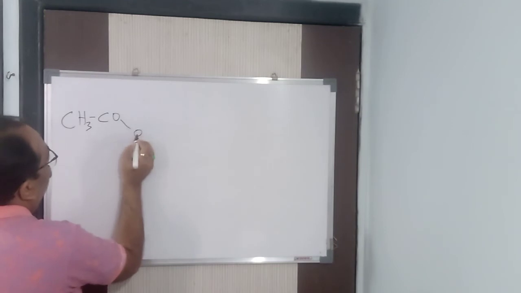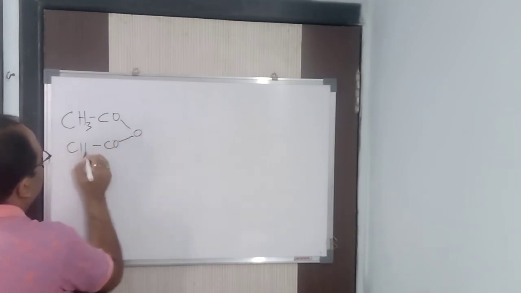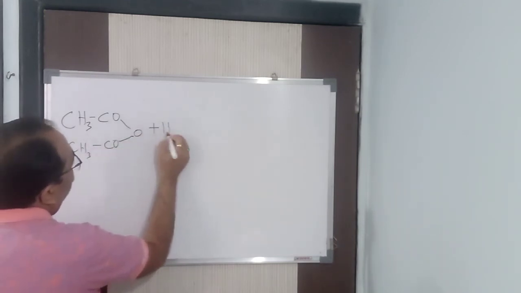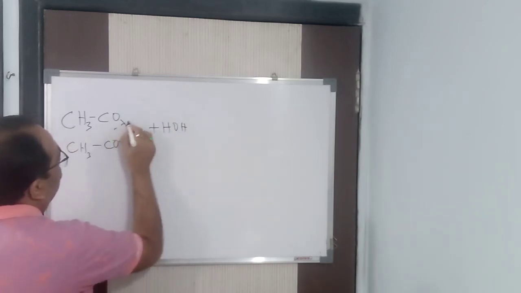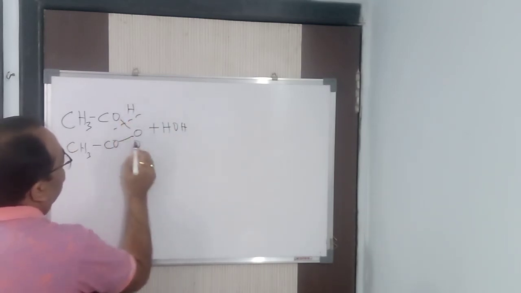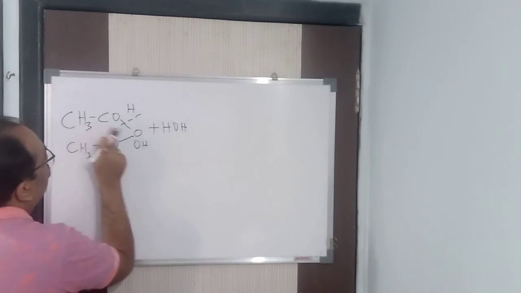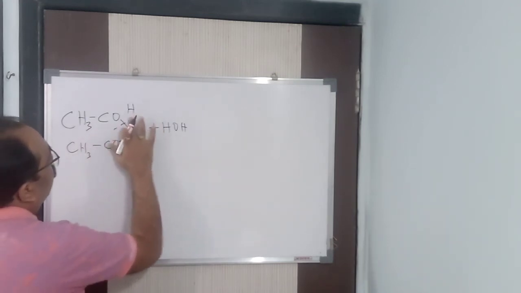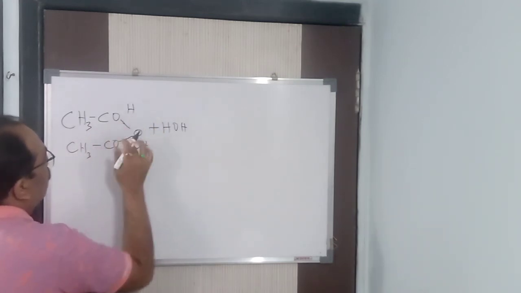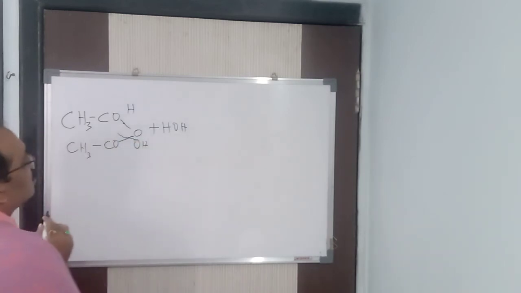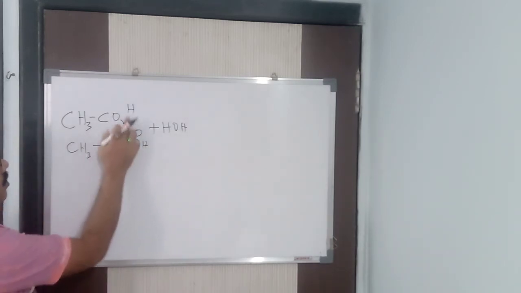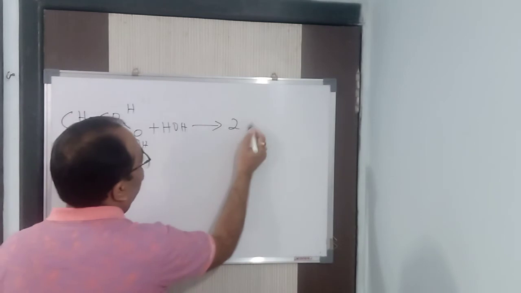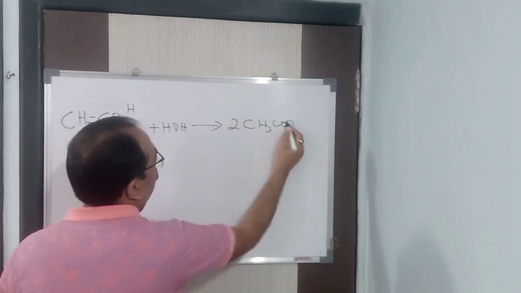That is CH3CO, here it is CO and CH3. And HOH is going to take place. Alright, so here the cleavage takes place. Here H and here OH. So what you got? CH3COO. The cleavage here is taking place. So CH3COOH and CH3COOH you will be getting. So 2 molecules of CH3COOH you will be getting.